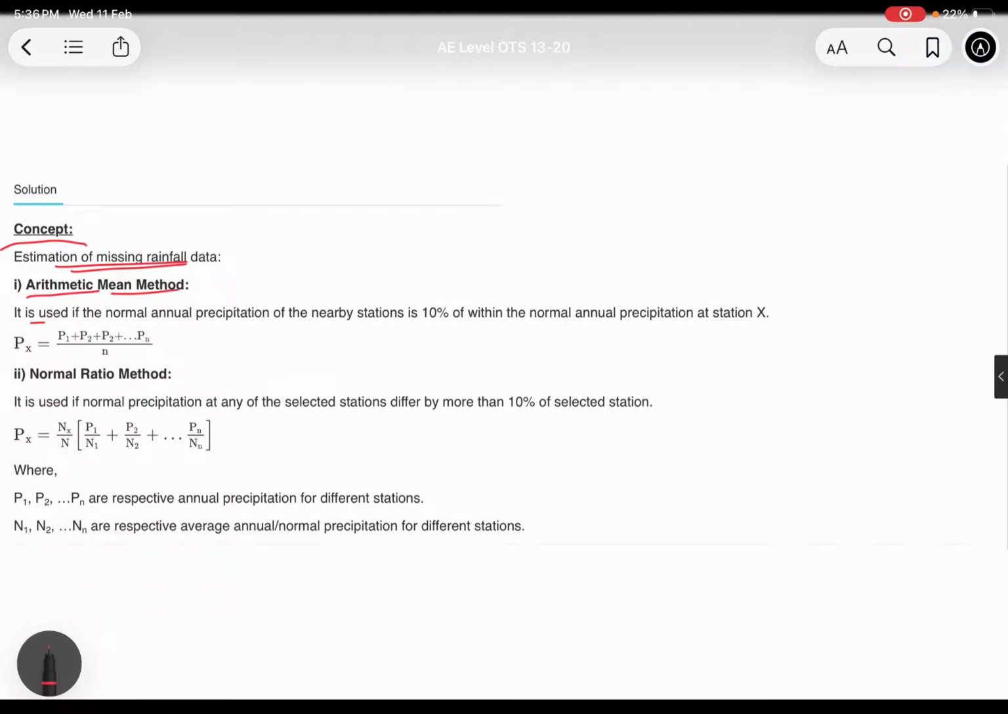Arithmetic mean method. It is used if the normal annual precipitation of nearby stations is within 10% of the normal annual precipitation at station X. Px equals P1 plus P2 plus P3 plus Pn divided by n.